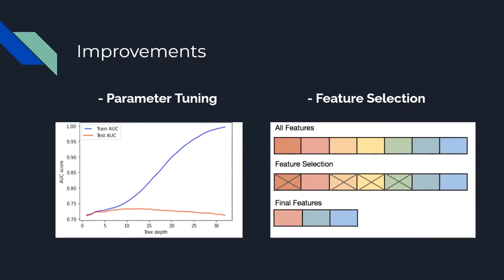The next thing we did for our improvements is feature selection. With our feature selection, we removed some of the features that were not as important or relevant to our model, and we chose which features to remove based on calculating the feature importance, which I'll be talking about in the next slide.